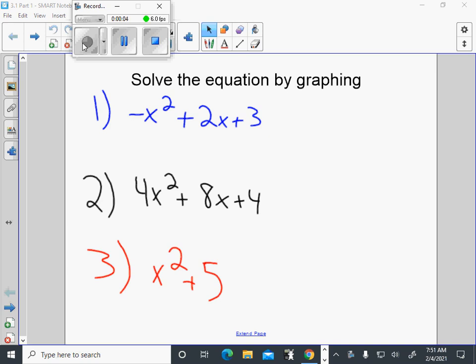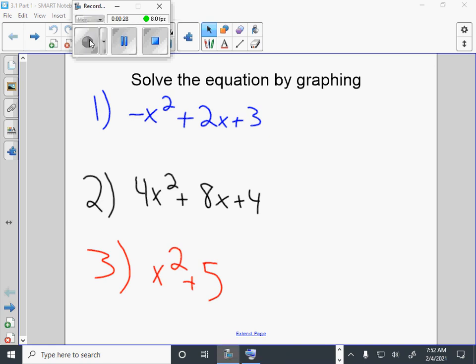Okay, we are starting chapter 3. Chapter 3, we're going to be solving these big equations, which might seem scary at first, but as you know, once you start practicing and getting the hang of it, it just becomes easier and easier. So, this first one, it says solve the equation by graphing.